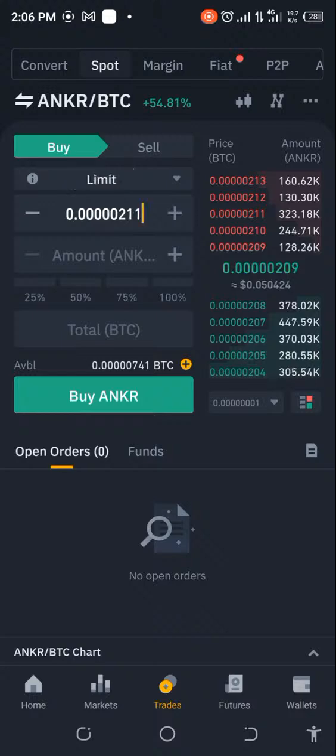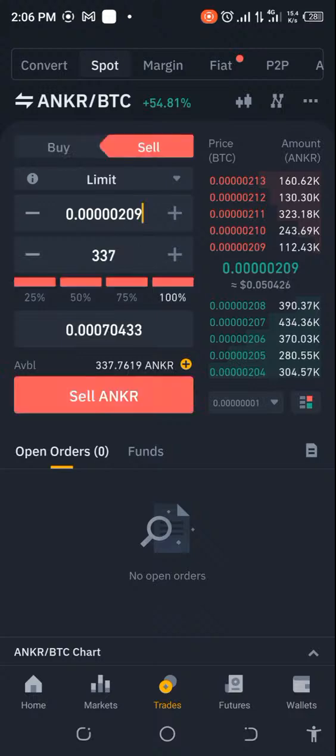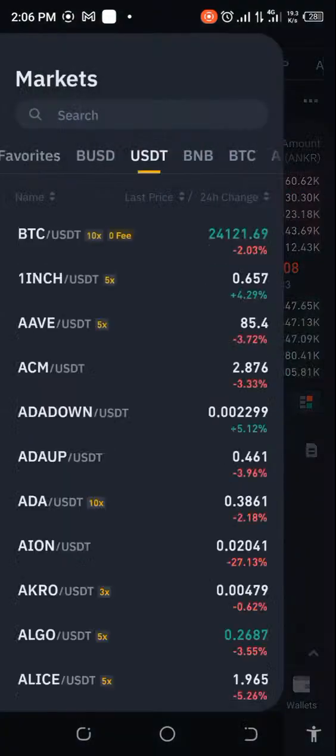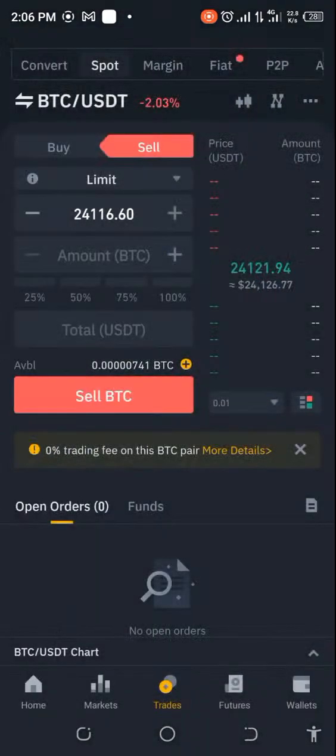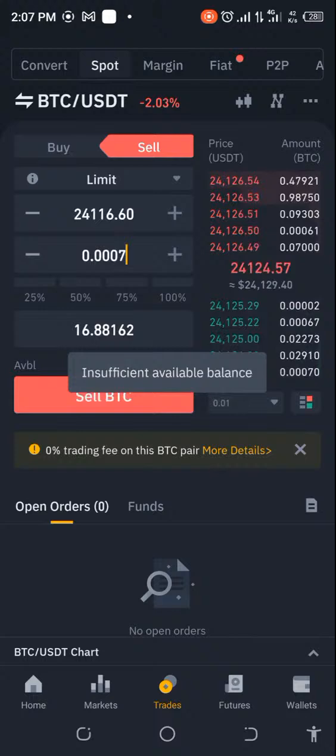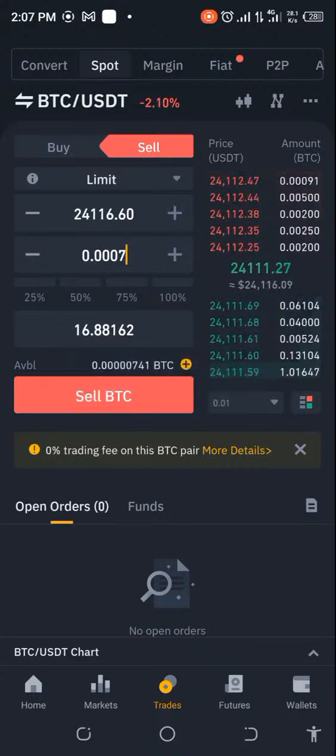Okay, I can see it's going up again. So I'm just going to sell and put everything there, and let's see how this will go. But first of all, let me go and check what I would get with this amount. I'm going to go to BTC and see if I can get something good with it. Oh no, it's not going to be good. So I'm going to go back and check it out again.